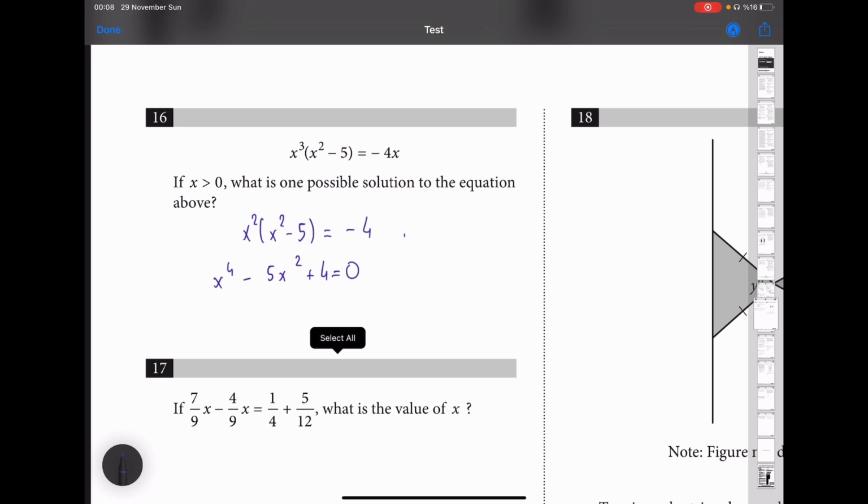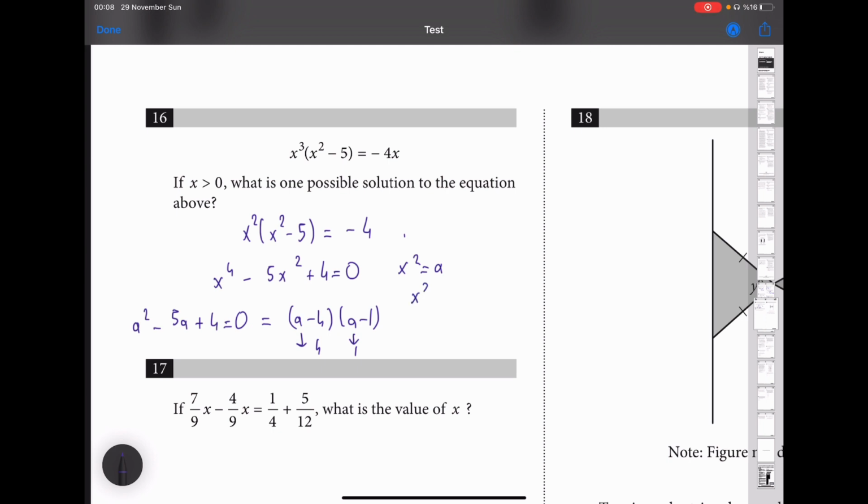So let's make this substitution: x squared equals a. So the equation becomes a squared minus 5a plus 4 equals 0. So I can write this as (a minus 4) times (a minus 1), right? Let me check. That's right. Okay, that's correct.